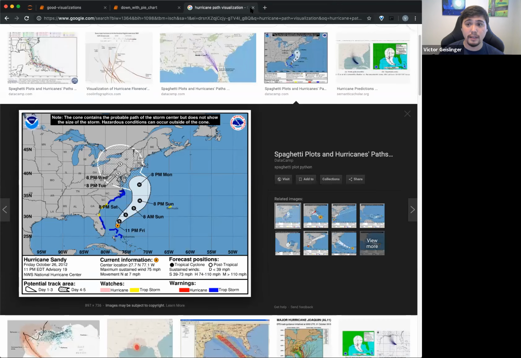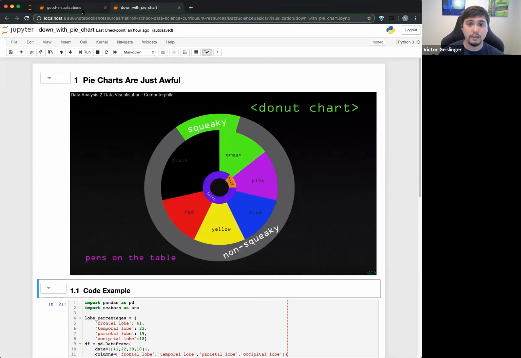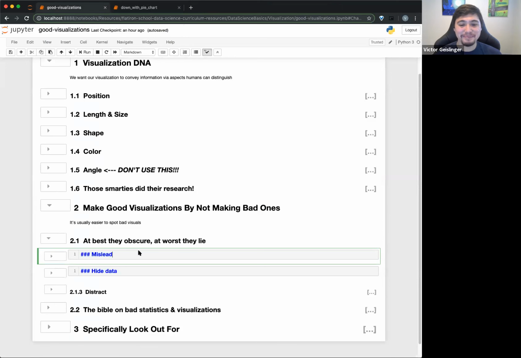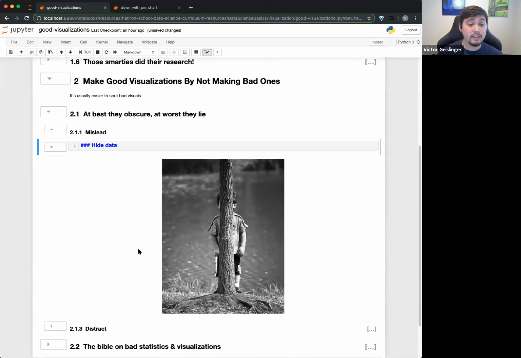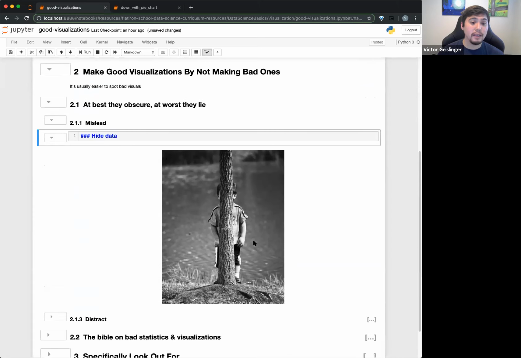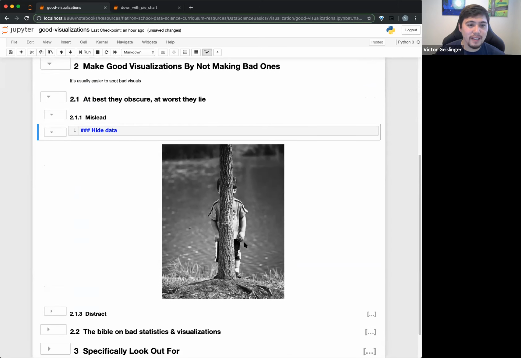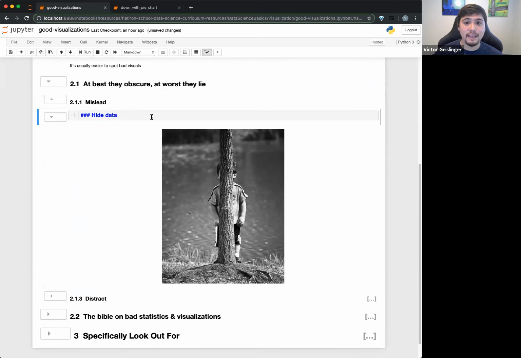Okay, so I just wanted to put that there. So they can be misleading. Other things they can do is they can hide data. So here is data trying to hide behind a tree, and you can see it's not doing a great job. So sometimes you can actually hide this data.